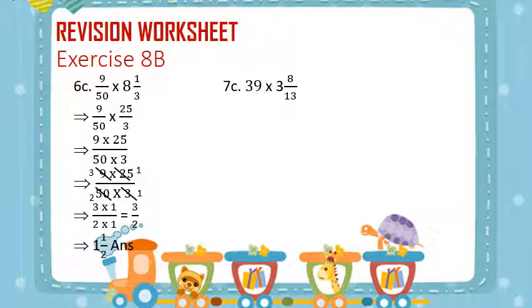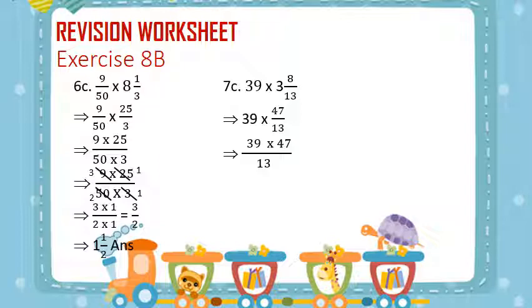39 multiplied by 3, 8 by 30. So again, here we have to change this mixed fraction 3 8 upon 13 into improper fraction. So let us see, 39 multiplied by 47 upon 13, right? Now 39 multiplied by 47 in the numerator upon 13 in the denominator.